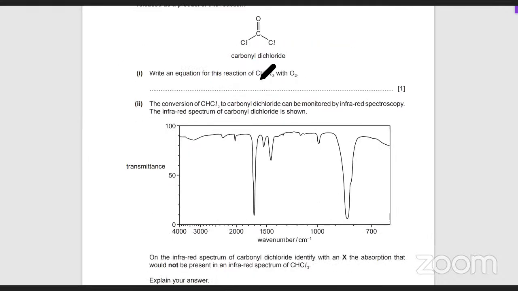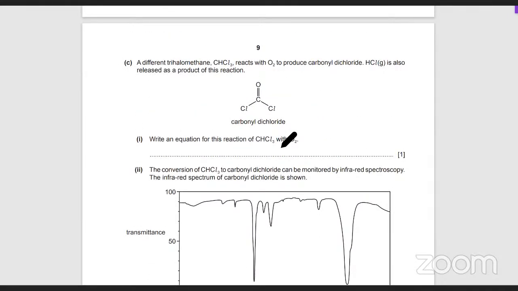Next one, write an equation for the reaction of CHCl3 with O2, O2 के साथ. He gave us that. He said that HCl gas is also released as a product. What is produced? What is this thing? COCl2, I guess. I think it's a diacyl chloride, something like that.